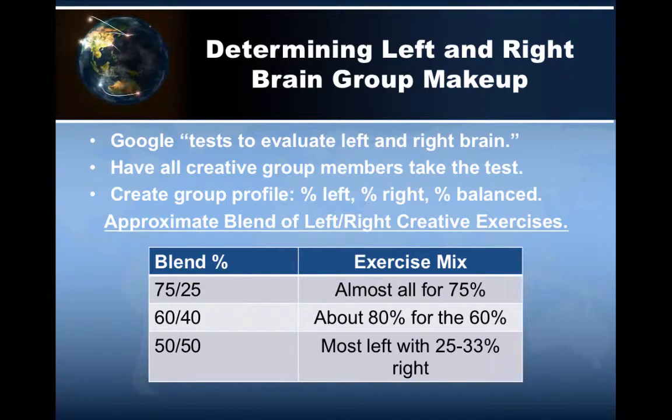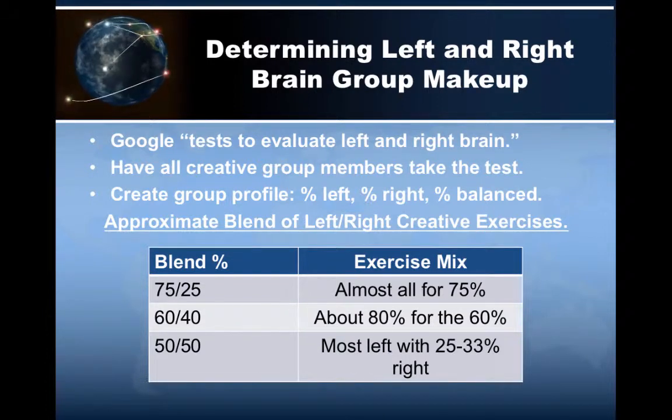There's an approximate blend of left and right brain exercises. If the split between left and right brain is 75-25, either way, then the exercise mix that you want to use is virtually the exercises that are right for the 75%. Okay? So if 75% are left brain and 25% right brain, you probably want to make all the planned exercises to be left brain exercises.